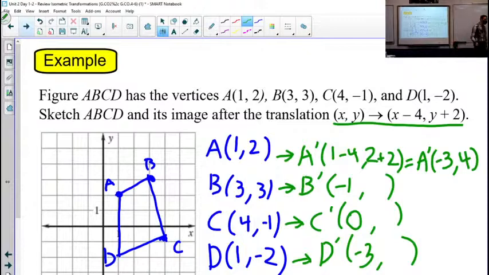Then I'll go down the line of all the y coordinates, and I'm going to add 2 to all the y coordinates. So my y coordinate here is 3. I'm going to add 2 and get 5. My y coordinate here is negative 1. I'm going to add 2 and get a positive 1. My y coordinate here is negative 2. I'm going to add 2 and get 0.